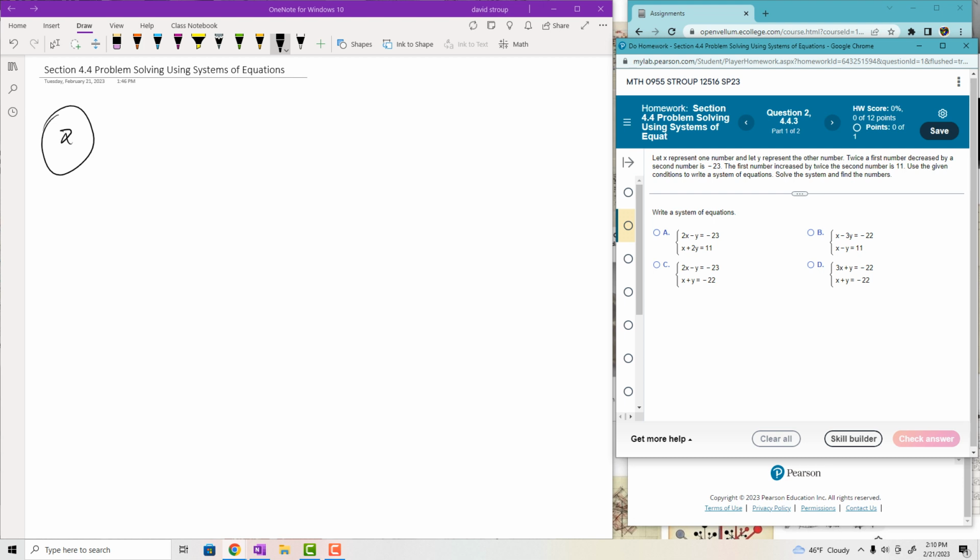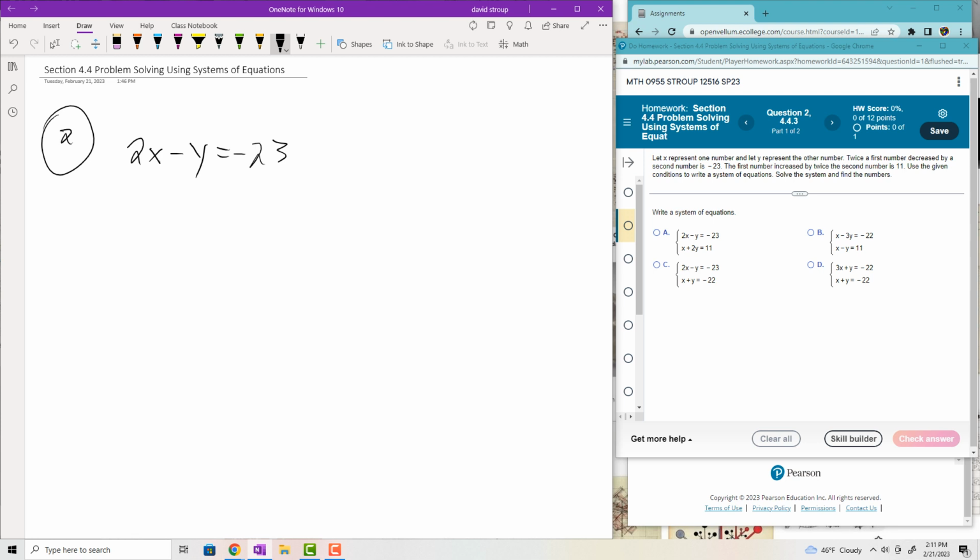You're always going to start by kind of defining your variables. Here they're telling you what to do. Let x represent one number, let y be the other. Twice the first number decreased by a second number is negative 23. So twice a number decreased by a second number is negative 23. So you're just literally translating word for word from left to right.